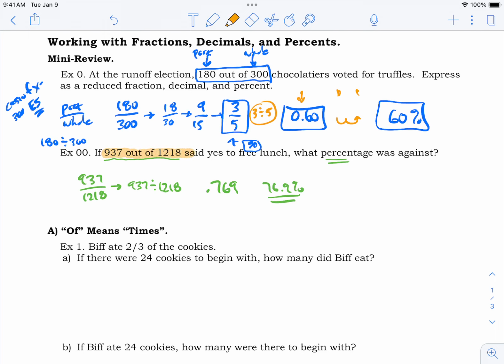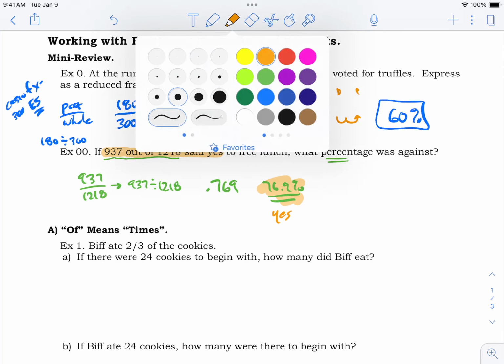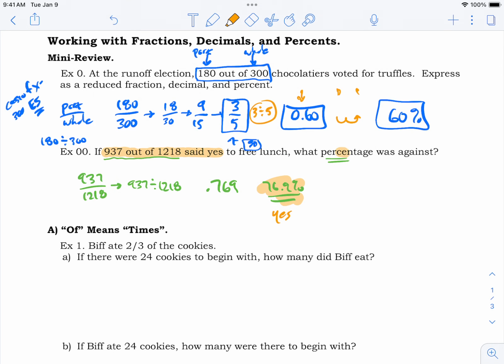937 out of 1218 said yes, which means this 76.9% is talking about how many people said yes. Is that the question? It says what percentage was against? Oh, that's the no's. We want the no's, not the yes. The no votes, not my nose on my face, but no votes.